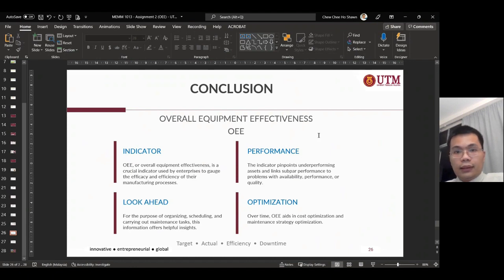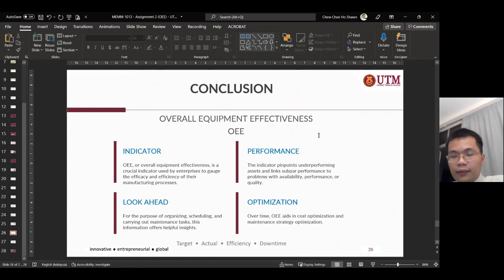So after the target, what is the actual? Whether we can reach our target. Apart from that, even though we can reach the actual number or estimate, what is the efficiency? If we have high efficiency, it means that we can run with fewer resources but still maintain a similar production output.